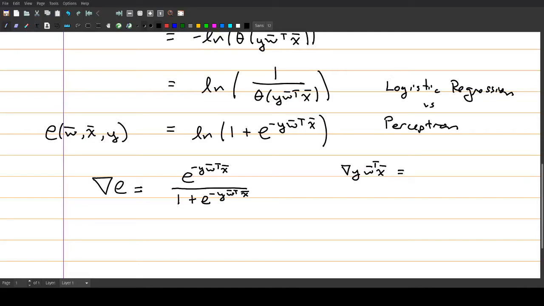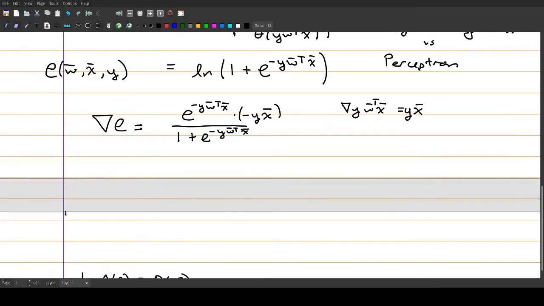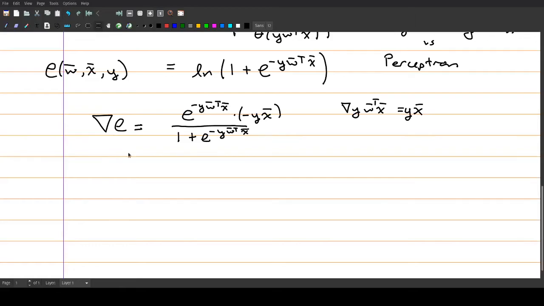And now finally we're just left with taking the gradient of y wtx, and we've been through this in class. You know, this is just a constant, and when you take the gradient of a vector times another vector, the result is just that. And of course the y is still there also. So this is, and there's a negative sign. So minus y x bar. And notice that this is a vector quantity.